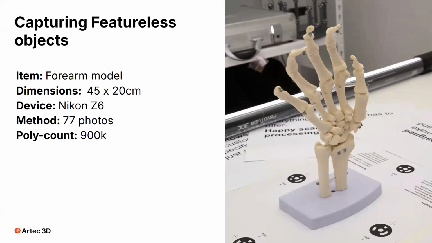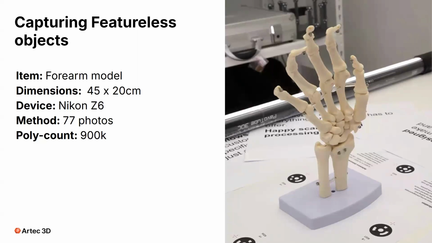Here is an example of a featureless object. So now I'm going to show you a few examples of what we can achieve, and then we are going to move on to the actual tips for the software for the processing.